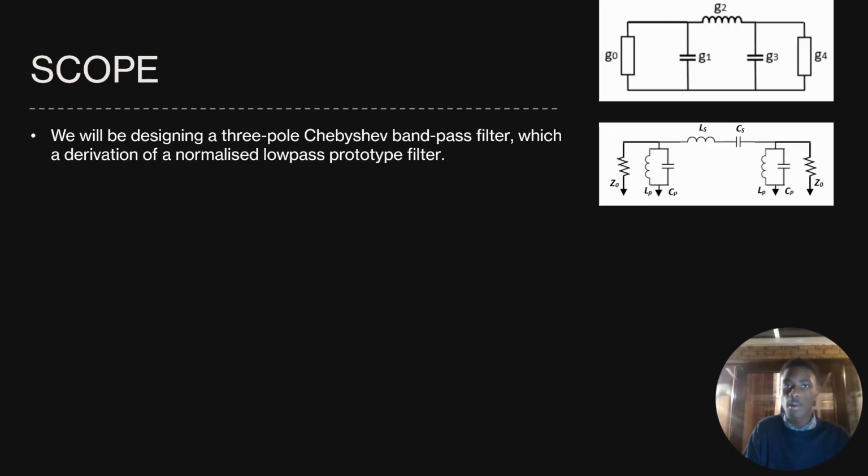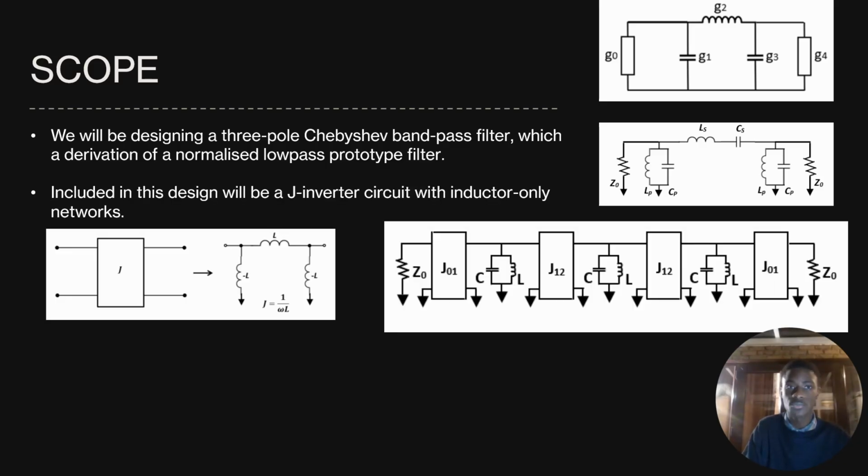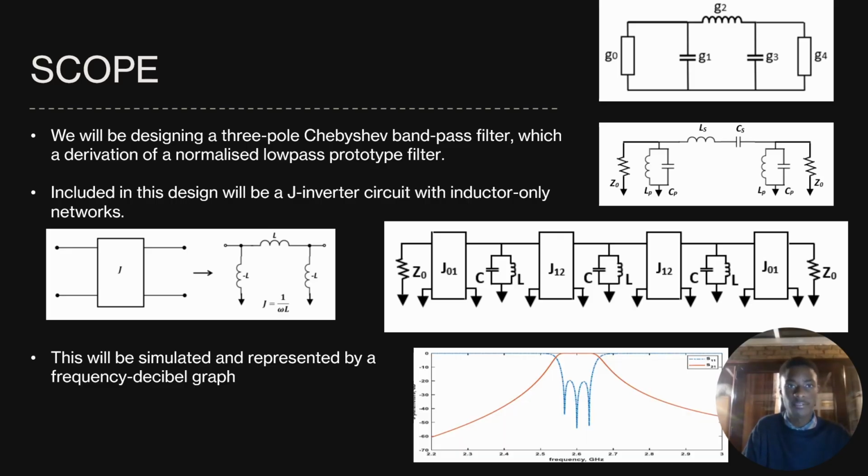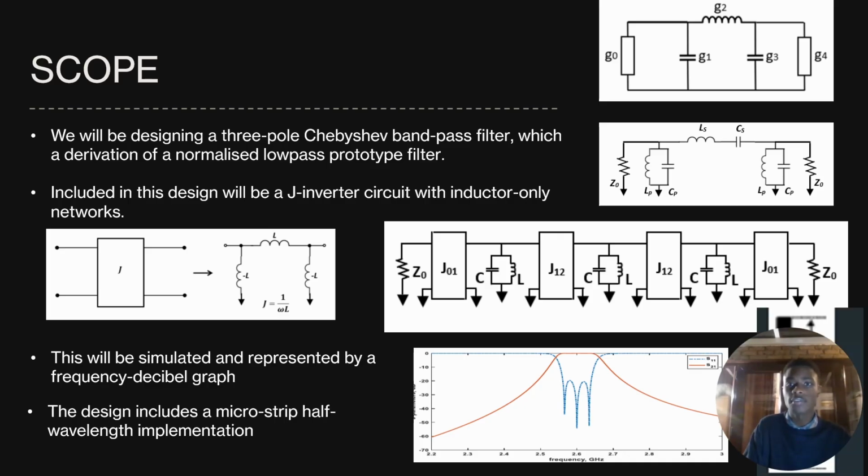Our project's aim is simple. We will design a 3-pole Chebyshev bandpass filter, which is a derivation of a normalized low-pass prototype filter. Included in this design will be a J-inverter circuit with inductor-only networks. This will be simulated and represented by a frequency decibel graph, displaying our desired frequency range. The design will also include a microstrip half-wavelength implementation. We will then graphically compare the electromagnetic simulation result with the J-inverter circuit model simulation result.